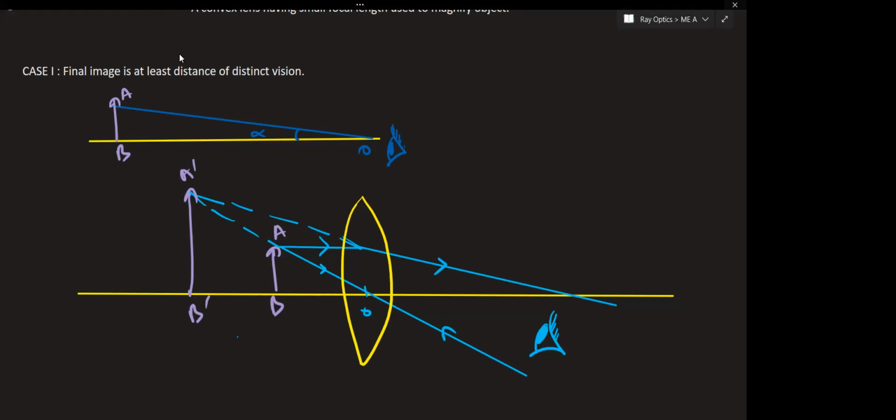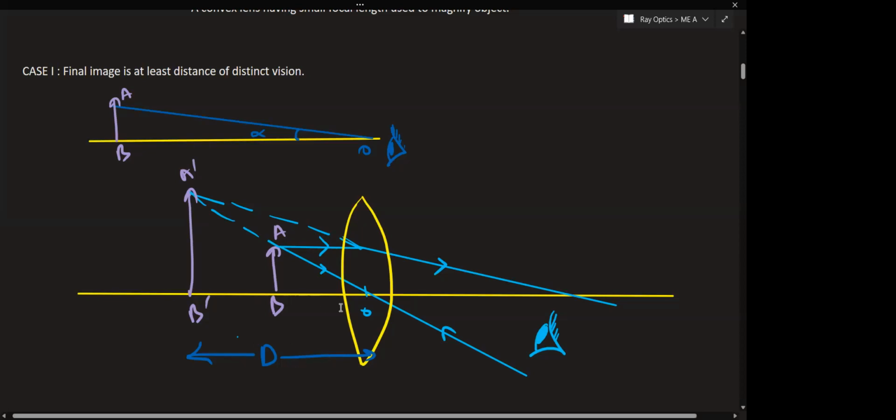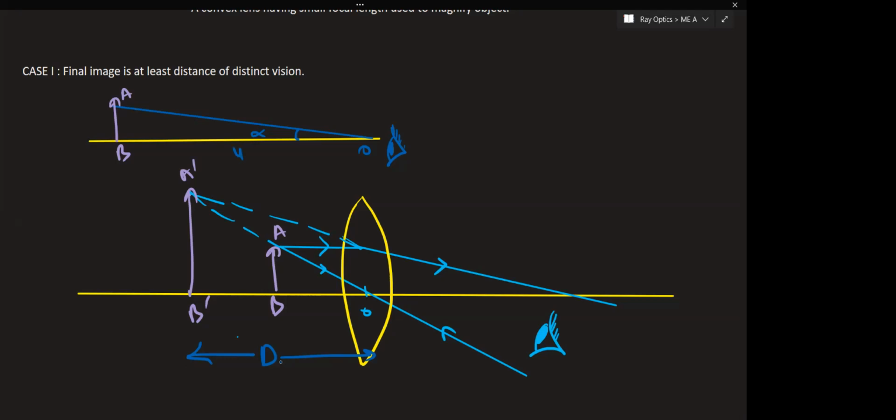Now see, this separation is what? This is the least distance of distinct vision, because the final image is formed at the least distance of distinct vision. So V, the image distance, is taken directly as capital D. This was the object distance here, this is the object distance over here.